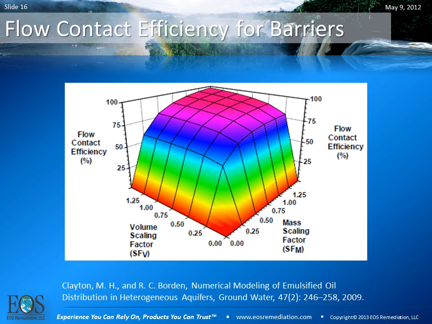You can see that again you get a very steep curve initially as you increase your mass and volume scaling factors, and then it levels off, so you get a diminishing return effect. But the overall contact efficiency is higher. And the reason that the flow contact efficiency may be greater than the volume contact efficiency is because oil preferentially flows through and contacts high K zones. So since these high K zones also transport most of the water, your flow contact efficiency ends up being greater than your volume contact efficiency.